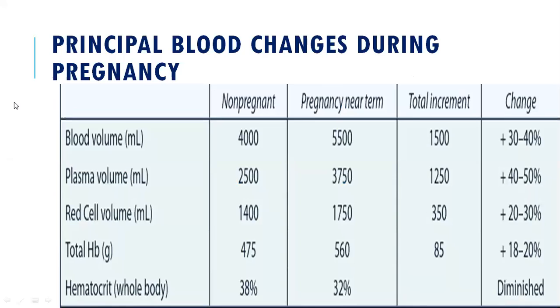So, the principal blood changes. Look at this. In the non-pregnant state, the blood volume is around 4,000. In pregnancy it is near 5,500, a total increment of 1,500. The change is 30 to 40%. Then plasma volume: non-pregnant 2,500, pregnancy 3,000 plus 1,250. 40 to 50% is increased. Red cell mass and hemoglobin increase 18 to 20%. Hematocrit is diminished.